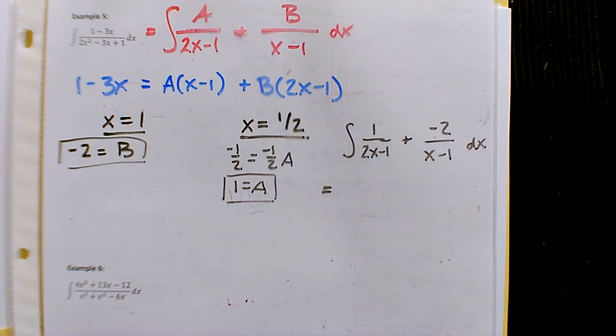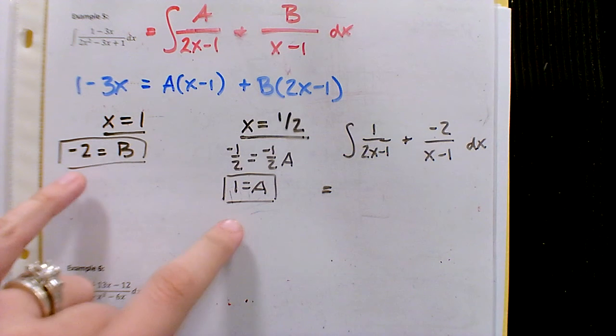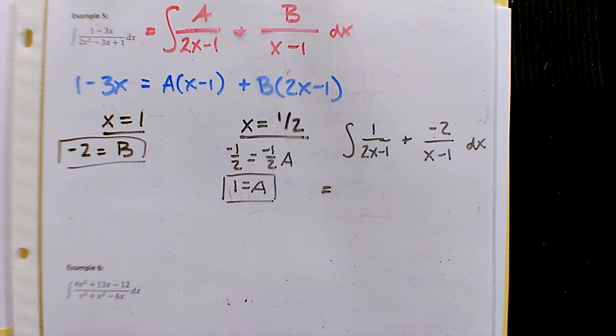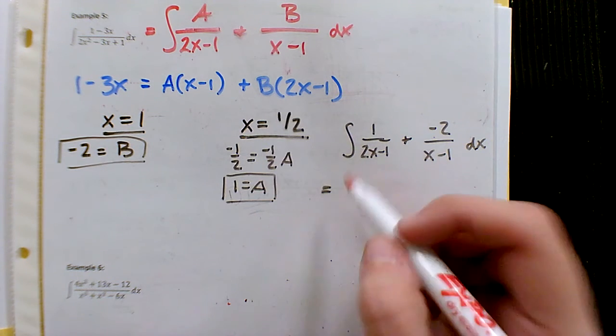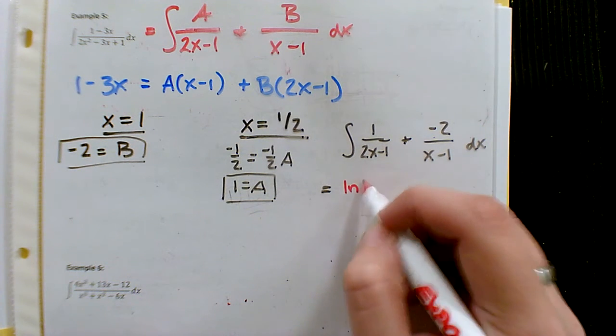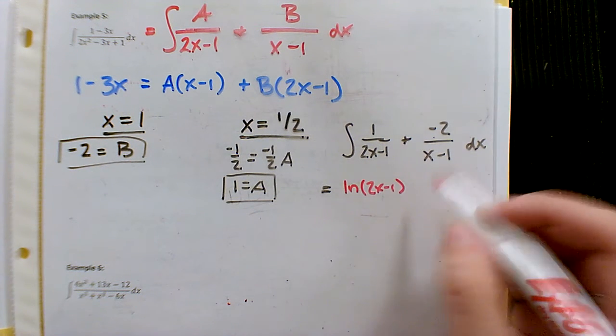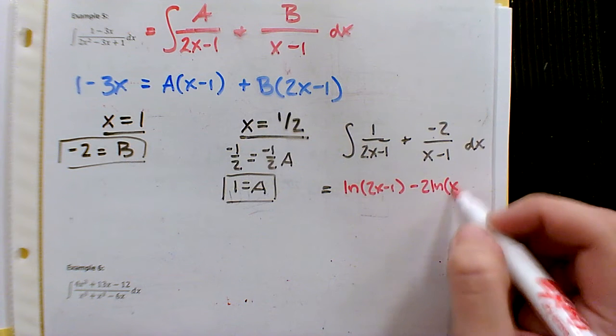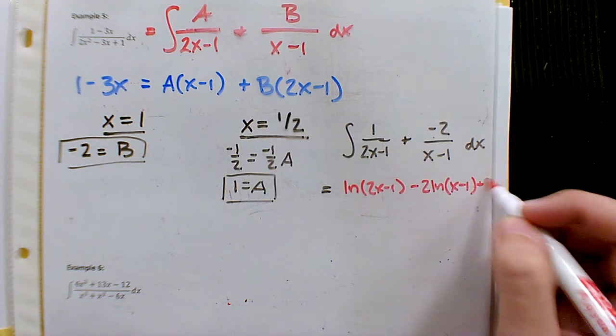What do you guys think for your antiderivative? Can we get negative 2 and 1 as the A and B value? Okay. Any takers? Brave soul. Go, Caitlin. Natural log of 2x minus 1 minus 2 natural log of x minus 1. All right, plus C.